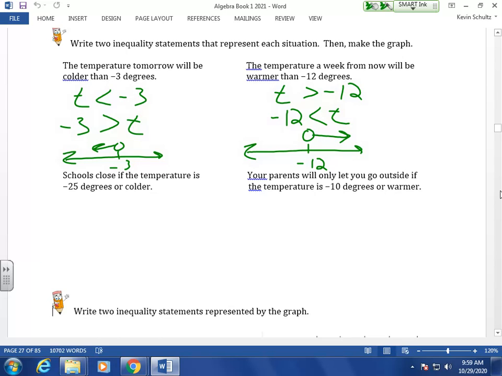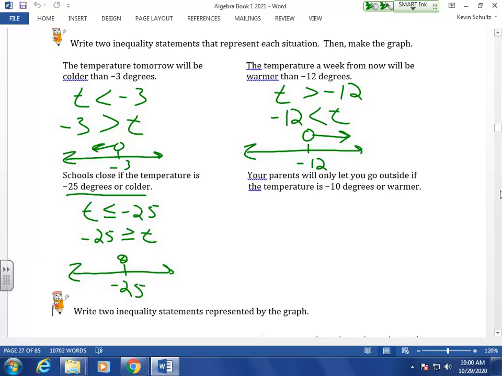Schools close if the temperature is -25 degrees or colder. That word or is kind of a clue here, right? Because you have less than or equal to -25 degrees or colder. So the temperature is going to be less than or equal to -25, or -25 is greater than or equal to the temperature. Either way, closed circle at -25, going left.